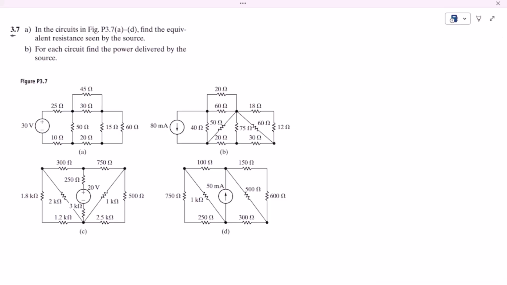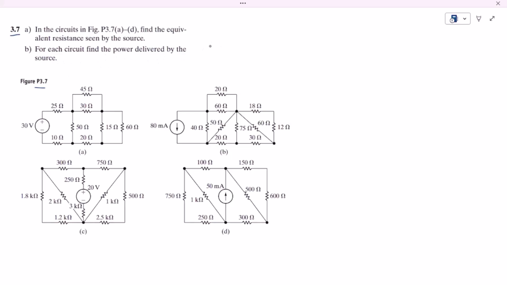So this is question 3.7, and the statement of this question is composed of two parts. In part A, in the circuits in figure P3.7, figure A to D, find the equivalent resistance seen by the source. These are basically the circuits, and here we have to find the equivalent resistances. And B, for each circuit, find the power delivered by the source.